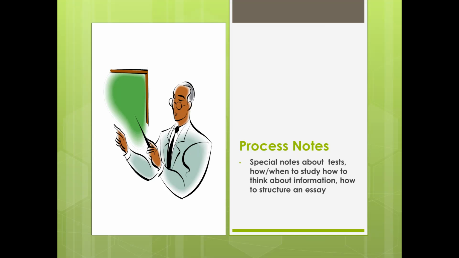Lastly, you may find it helpful to take down any process notes. Now, what process notes mean are those special notes regarding specifically tests, quizzes, or other project assignments. These are the kinds of things that will explain how or when to study for important information, how to think about a concept or idea, and maybe even contain rubrics like our past rubric of structuring an essay for the self-assessment project we just completed.